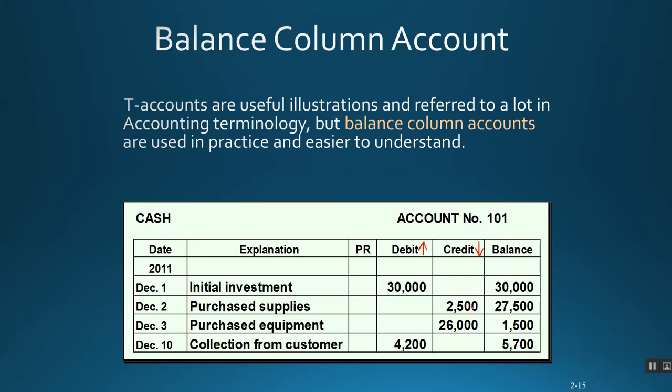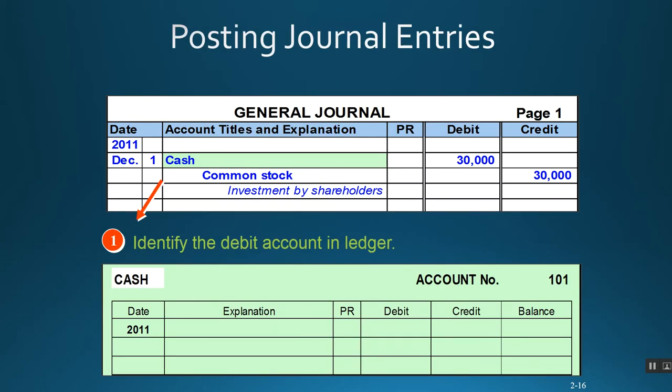So it decreased by 2,500. Well, what was left in the cash account? 27,500. We purchased equipment. So cash decreased again, 26,000. What was left in the account? Only 1,500. And so then we made a sale, a customer paid us, and so cash increased by how much? 4,200. So what was the ending balance? 5,700. So notice we have the date, we have the explanation as to what took place on that date, and then we record if the account increased or decreased in its ending balance.